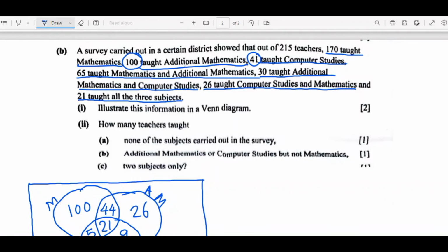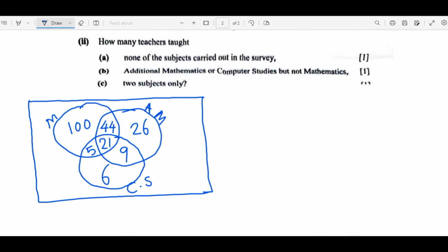Now let's look at the total. The total is 215. So 211 taught something, but the total is 215. So if we subtract 211 from 215, we are going to have 4. So 4 were the teachers that did not do anything.